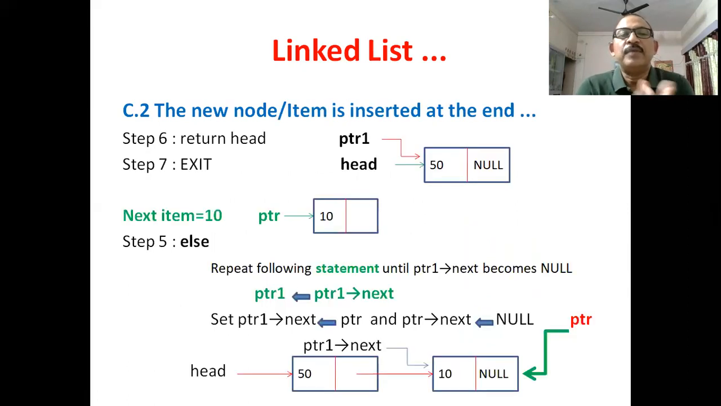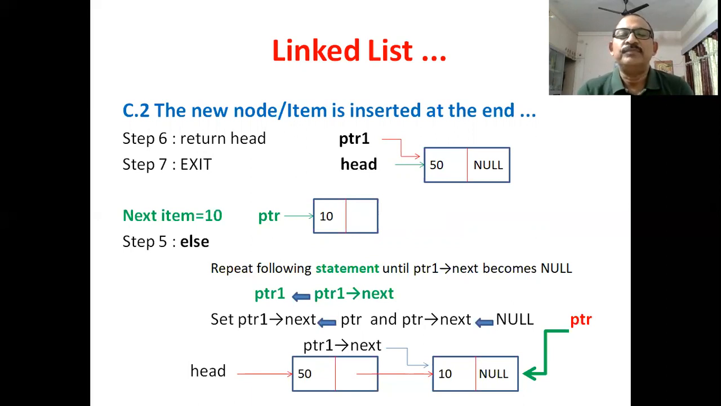Okay. Next step, return head and exit. Now head is pointing to the first node and PTR1 is also pointing to the first node. Is it clear? Now, at this time we want to insert the next item, and the next item is 10.